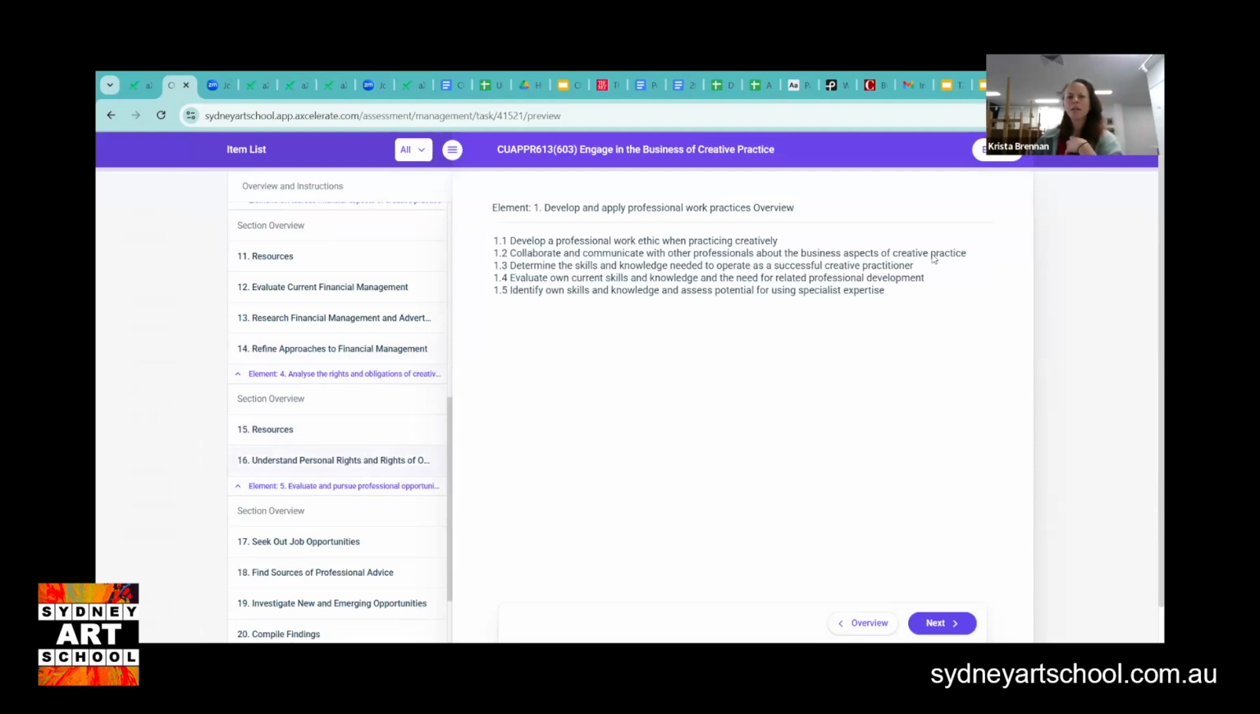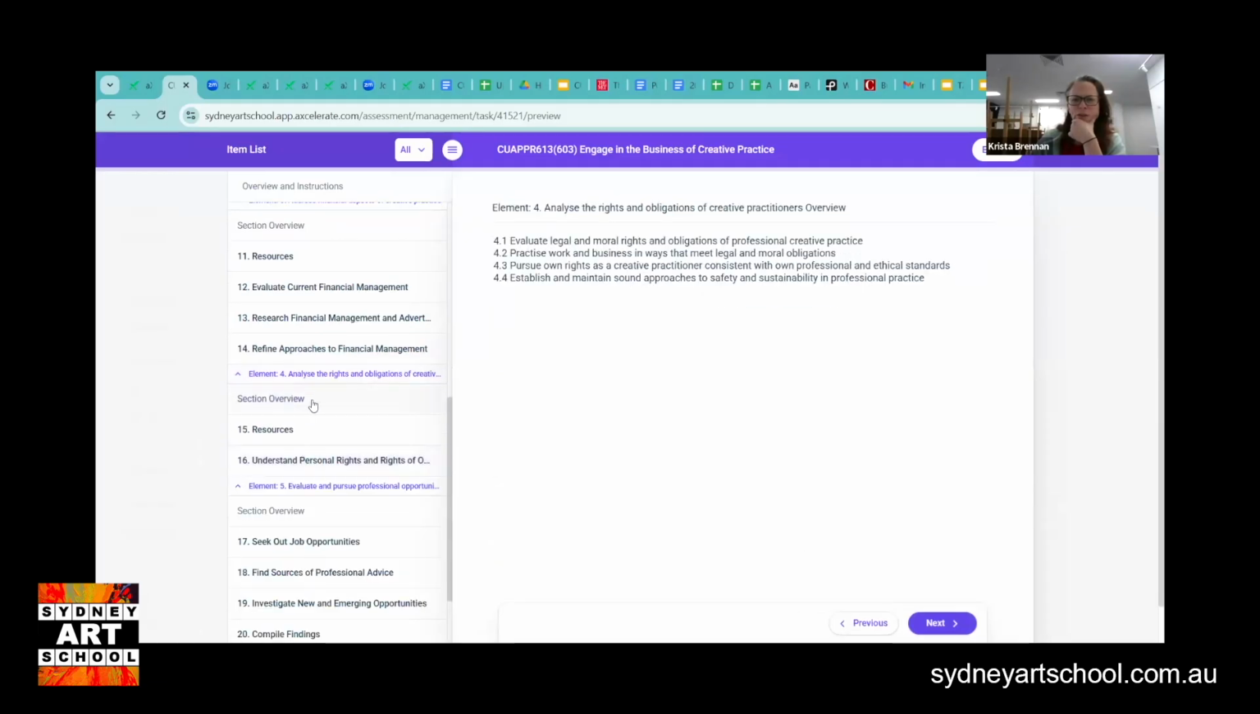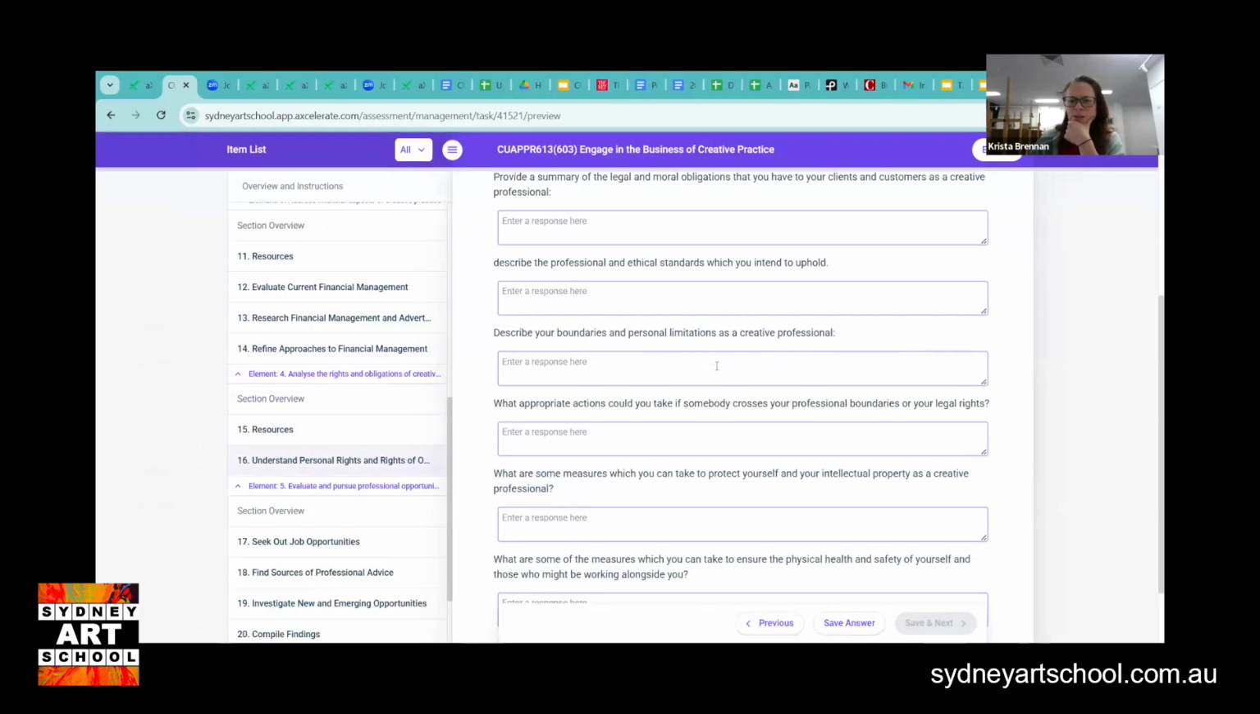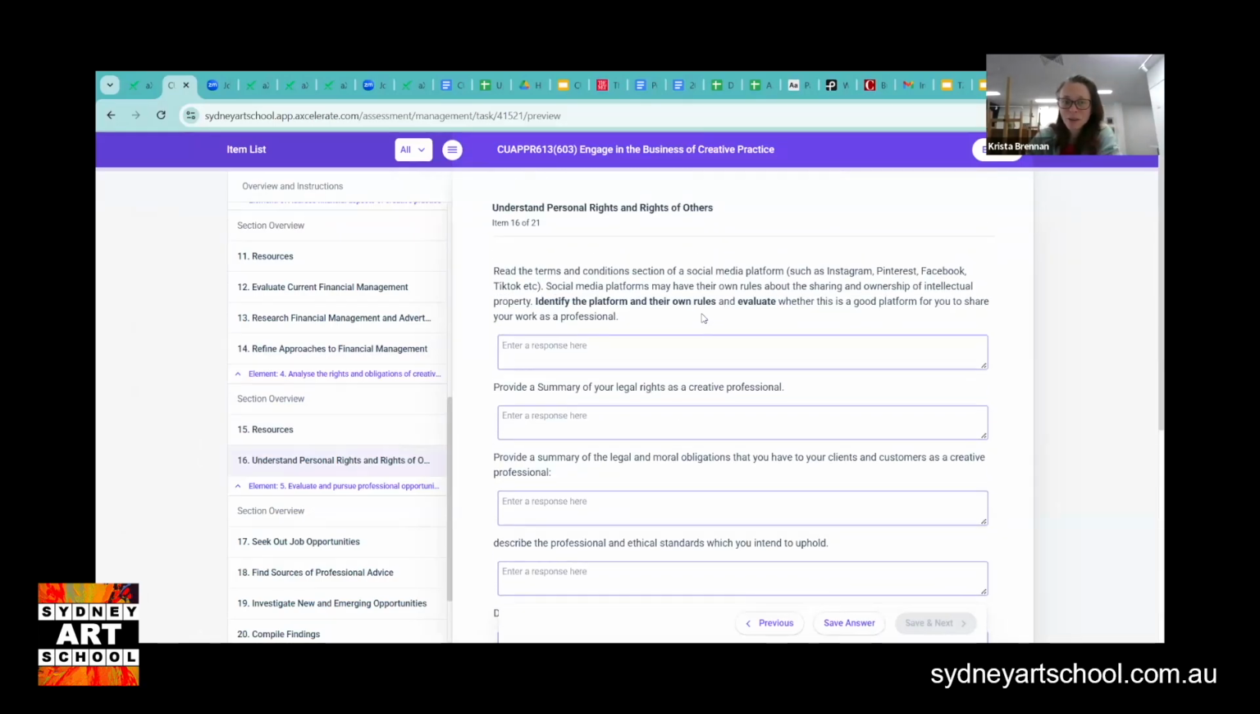Okay, so we've gone through quite a lot here. So let's have a look here at understanding personal rights and the rights of others. This is from element 4, analyze the rights and obligations of creative practitioners. The example that we have in this question is Instagram, Pinterest, Facebook, TikTok, etc. Identify the platform and their own rules and evaluate whether this is a good platform for you to share your work as a professional. So it can be any kind of social media platform.